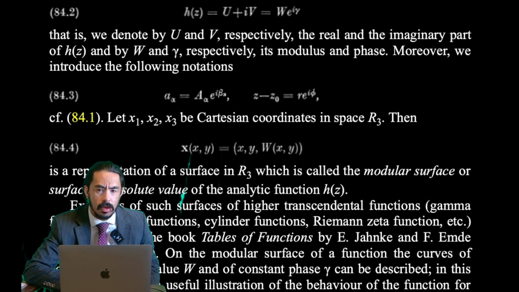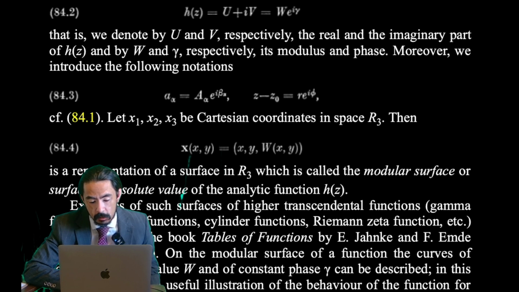This should all be very familiar to the differential geometry gang. We're already up on complex variables around here. So moreover, we introduce the following notations. A sub alpha equals capital A sub alpha times e to the i beta alpha. We also introduce z minus z naught equal to r times e to the i phi.